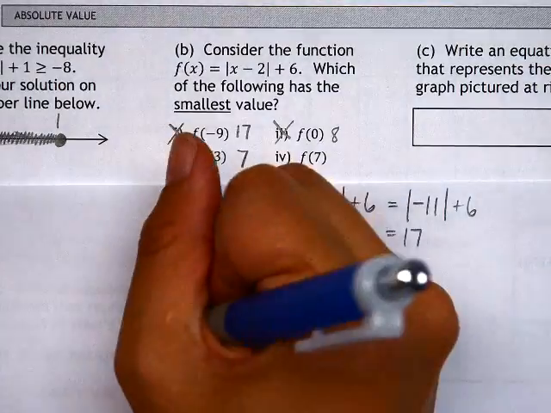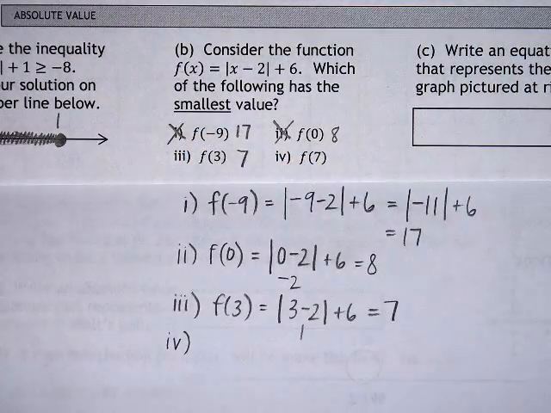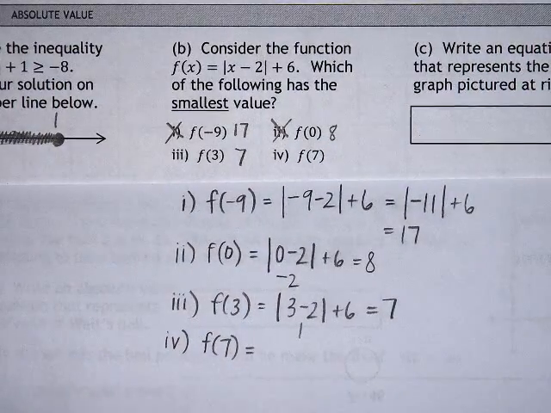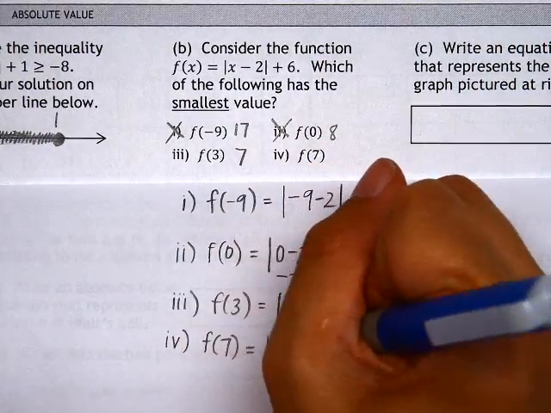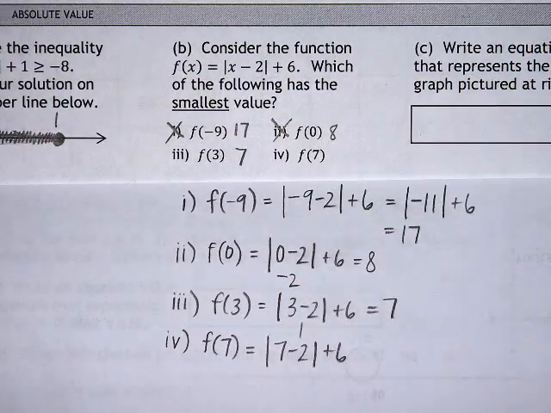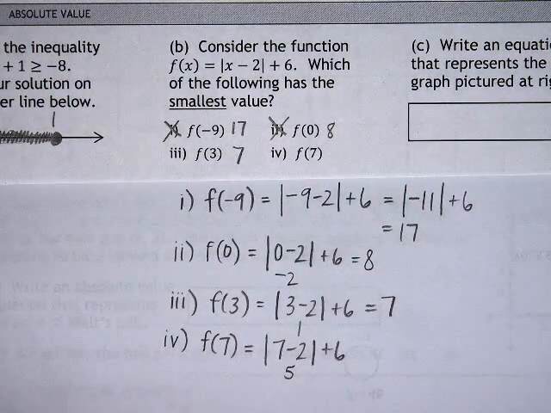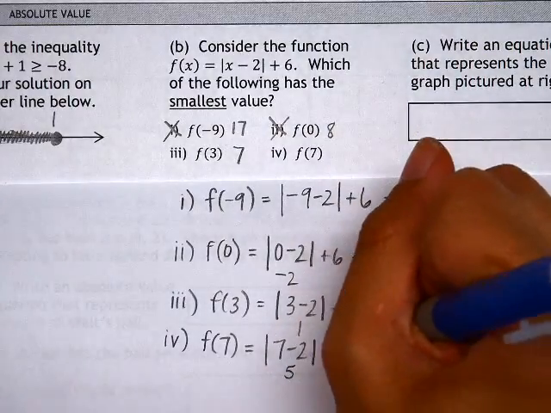Last one to test, choice number 4. Just to make sure, this is f of 7. Again, that means 7 goes into the bars. 7 minus 2 plus 6. 7 minus 2 is 5. Absolute value of 5 is 5. 5 plus 6 is 11.